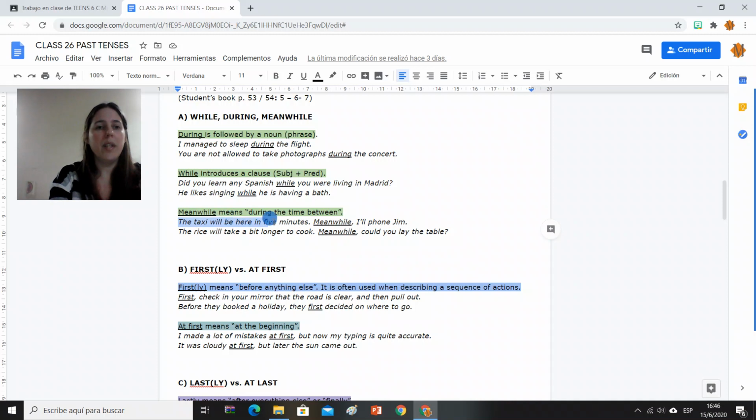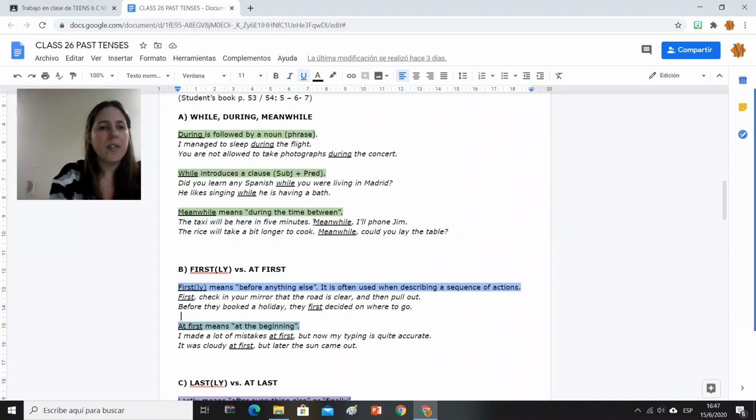The taxi will be here in 5 minutes. Stop. Meanwhile, mientras tanto, I will phone Jim. ¿Sí? Entonces, during, durante, while, mientras que algo estaba sucediendo, otra cosa sucedía, es decir, une dos partecitas de una oración, y meanwhile, totalmente independiente, significa mientras tanto. ¿Ok? Va a estar entre punto y una coma.